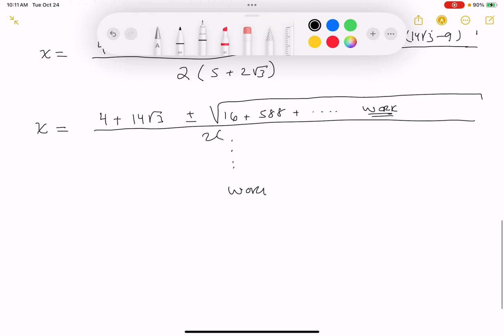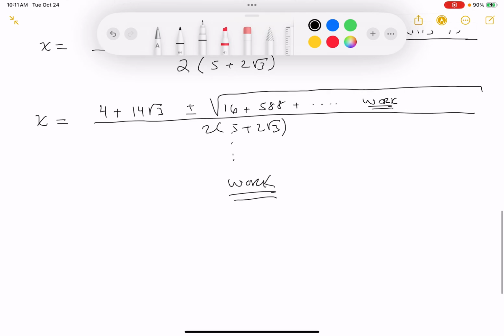Oh, by the way, the bottom is 2 times 5 plus 2 root 3. Again, after you do all that work, you're going to get an answer in the end. And the answer you're going to get is x equals 5 root 3 minus 6. And the other answer you're going to get is 14 minus 3 root 3 over 13. And that's it.